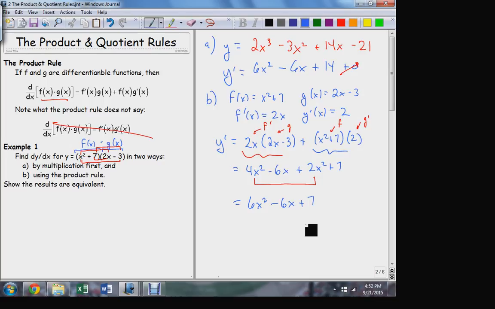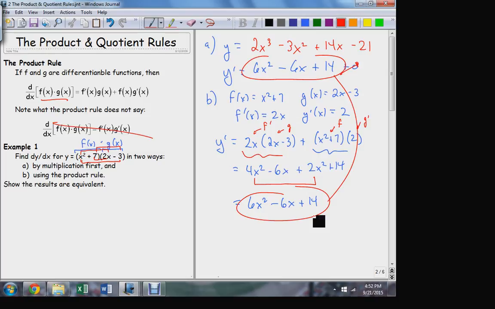Oh, wait. You can catch that. It's 14. 2 times 7, right? Yep, same. Same in both cases. So it didn't matter.